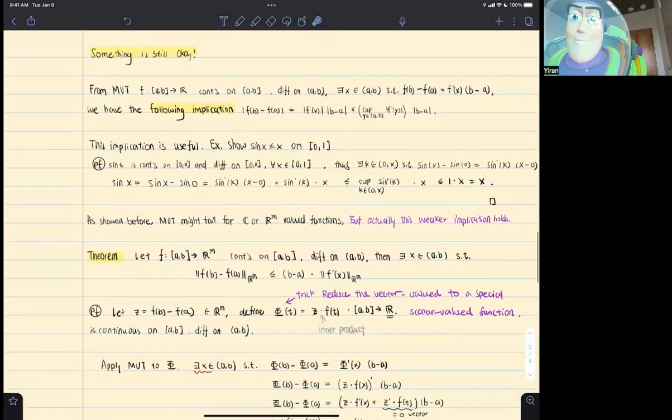Okay, but there's still something that holds. So if you recall the mean value theorem, which is basically what I wrote here, there is the following implication. Because f is differentiable on the open interval (a, b), if we write this, it is smaller or equal than the supremum of |f'(y)|, where y can be any value in the interval (a, b), times b minus a. So this is not positive infinity.